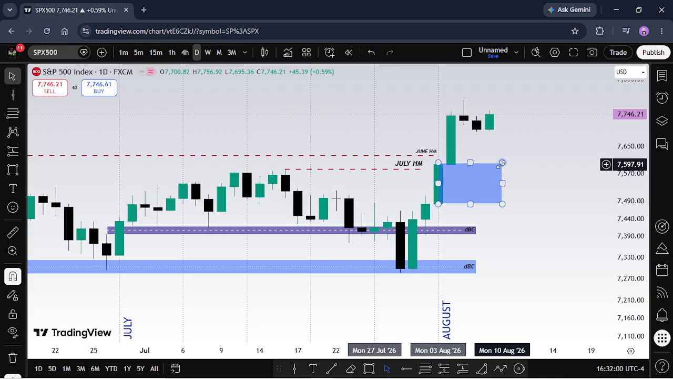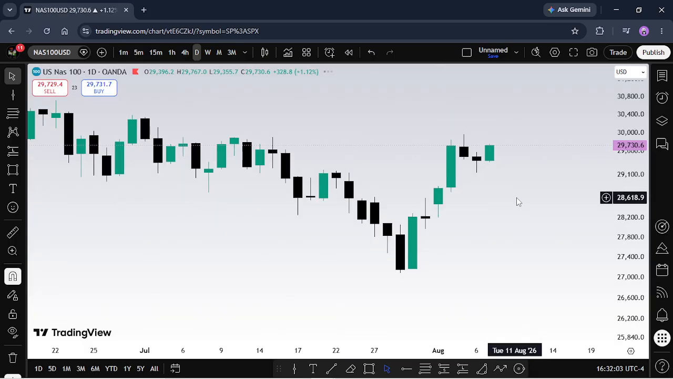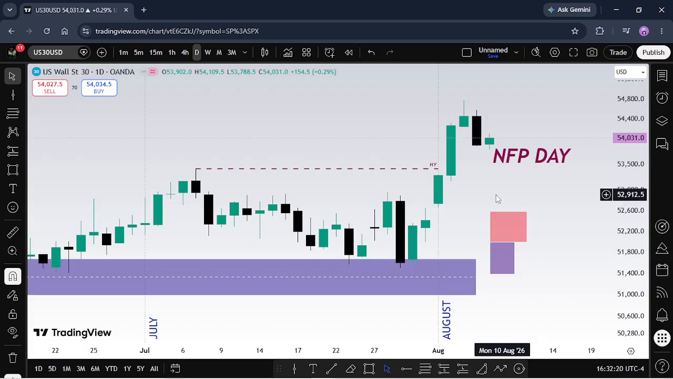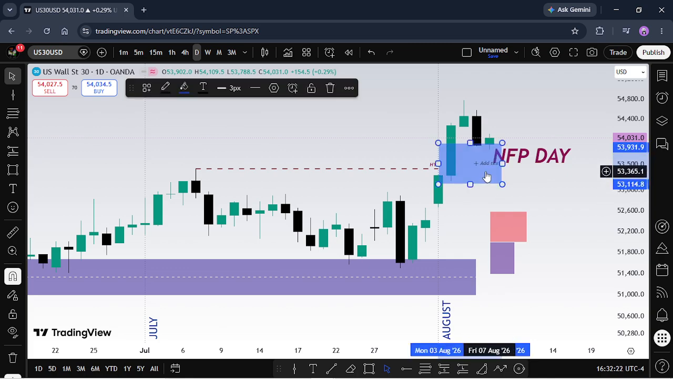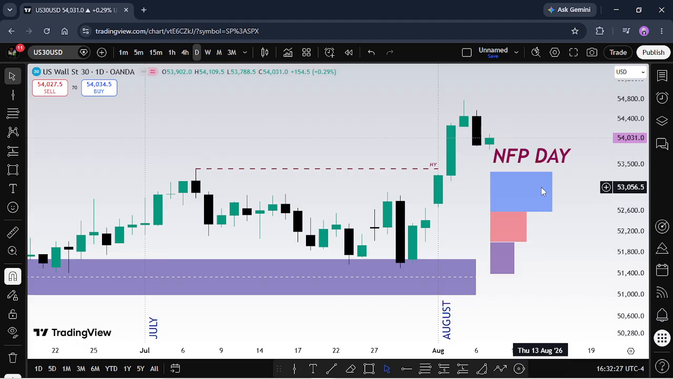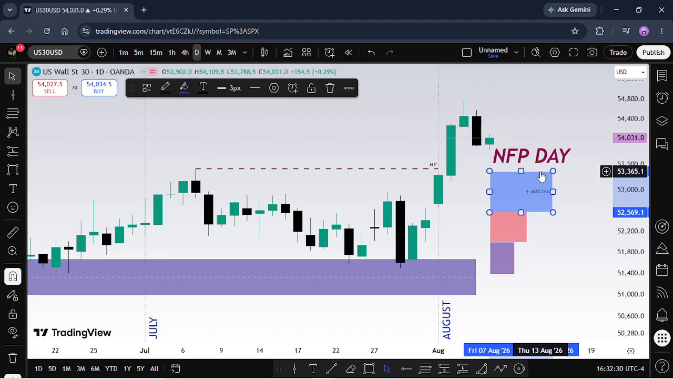Copy, Control C. Then let's go to the US30 chart where we had Control C'd the other sizes, NFP. Compare the difference in size. So just click here, Control V. Right. So here it is. This is S&P 500.